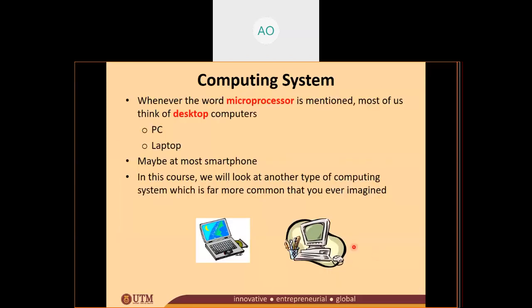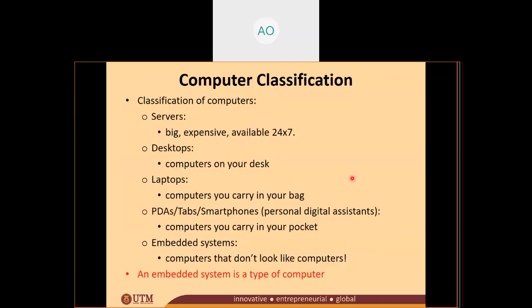Okay, let's look at the computing system. Whenever the word microprocessor is mentioned, most of us think of a desktop computer, which is a PC or laptop. Maybe at most your smartphone lah. So in this course, we will look at another type of computer system, which is far more common than you ever imagine. Every time you hear the word computer system, you always think of this thing lah. But the computing system consists of other things that you never imagine. Later we will see what are the other computer systems available in this world.